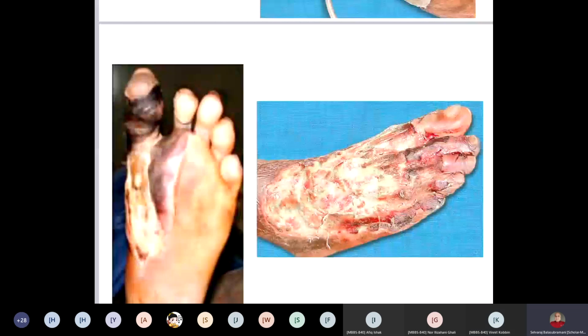Dry gangrene looks like a shrunken or shriveled appearance. Whereas in moist gangrene, you can see a lot of edema, because wound infection is also there. That is, a lot of wound infection will be there in diabetic gangrene. So if you have a patient with gangrene like this, what is the treatment? Gangrene means what? I told you just now. No antibiotic. No. Amputation. Yeah, correct.